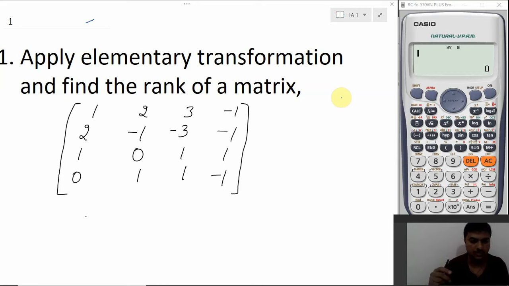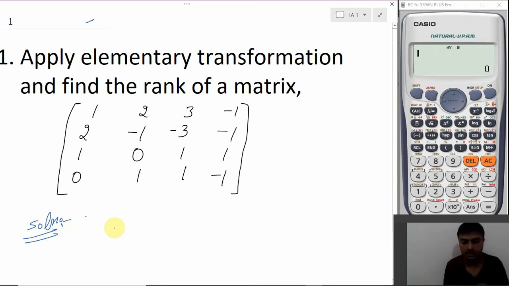So here we have the first question: apply elementary transformation and find the rank of the matrix. When you get the question, immediately, without wasting time, start solving the problem. So I'll take the solution here. Write down the question. In this elementary transformation, you have to find the rank of the matrix. Without wasting time, I'll solve all the problems; go through it once again.